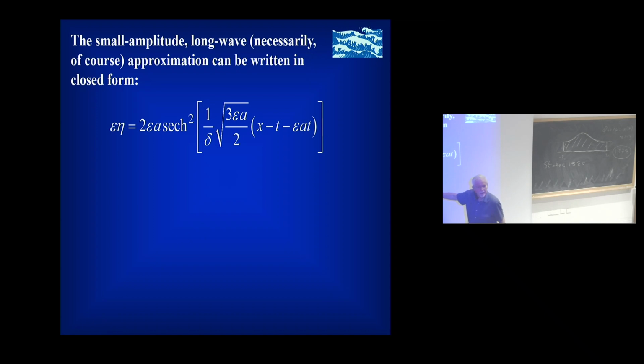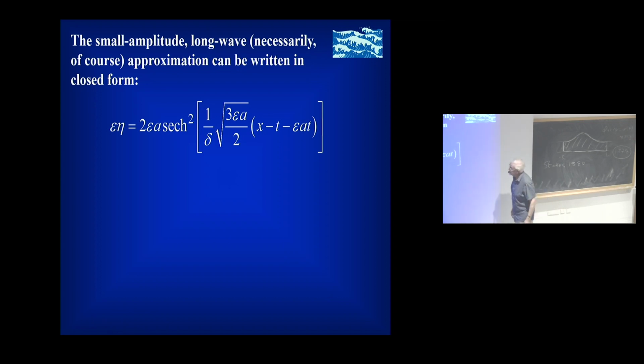Sorry, delta? No, the epsilon here, yes? Sorry, it is eta. That's the symbol that I use for the free surface relative to the undisturbed state. I wrote 1 plus this free surface normalized, 1 plus epsilon eta. Okay? Yes.